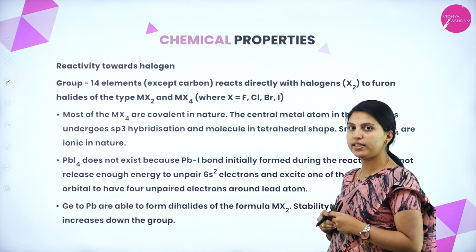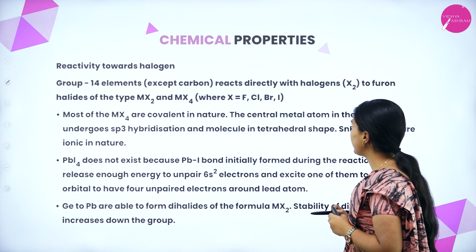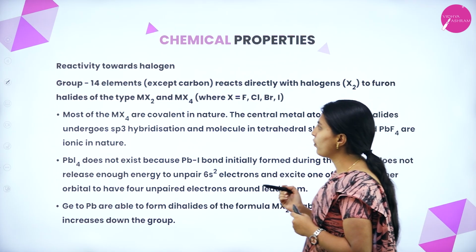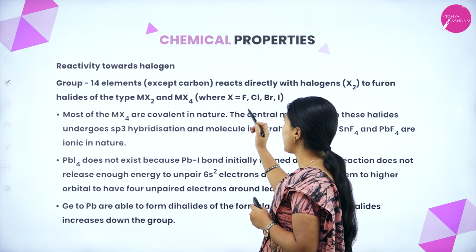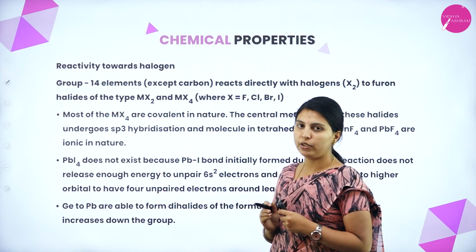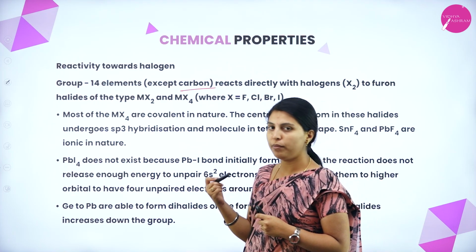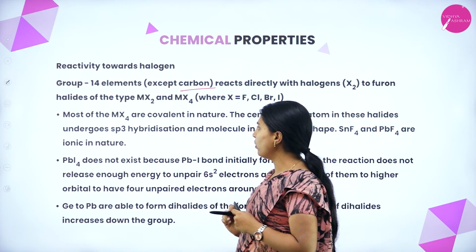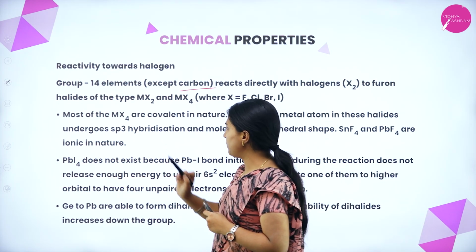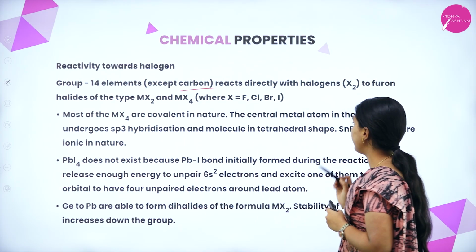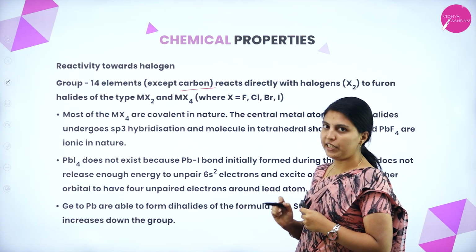Next, reactivity towards halogens. Group 14 elements except carbon react directly with halogens to form halides of the type MX2 and MX4, where X can be fluorine, chlorine, bromine or iodine. Except carbon, the others will react with halogens to form halides. Most of the MX4 are covalent in nature. The central metal atom in these halides undergoes sp3 hybridization and the molecule has a tetrahedral shape. Tin fluoride and lead fluoride are ionic in nature.